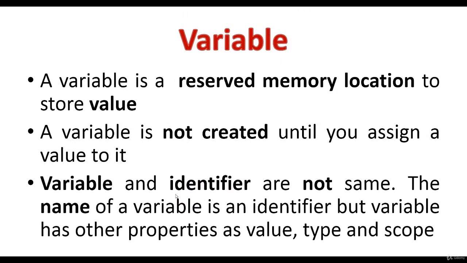Variable and identifier are not synonymous. The name of a variable is identifier. But the variable has other properties such as value, type, and scope.